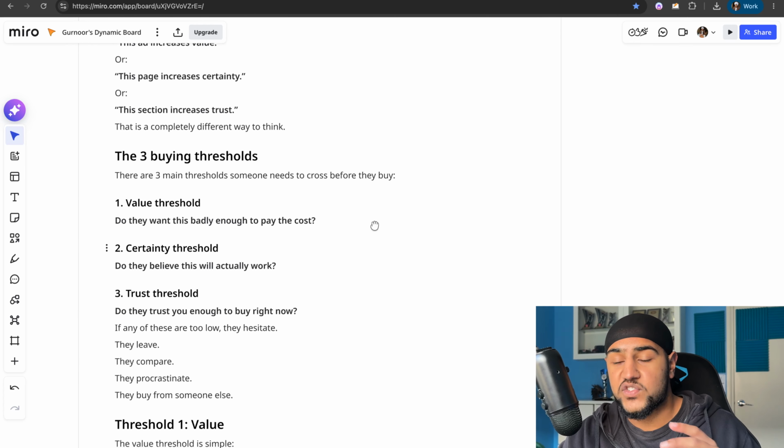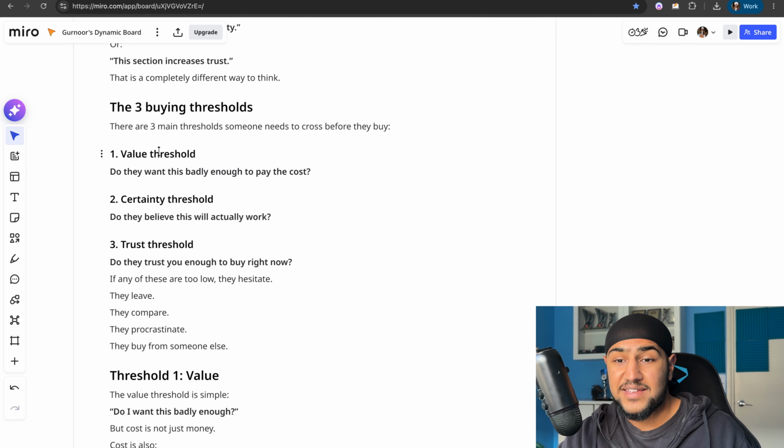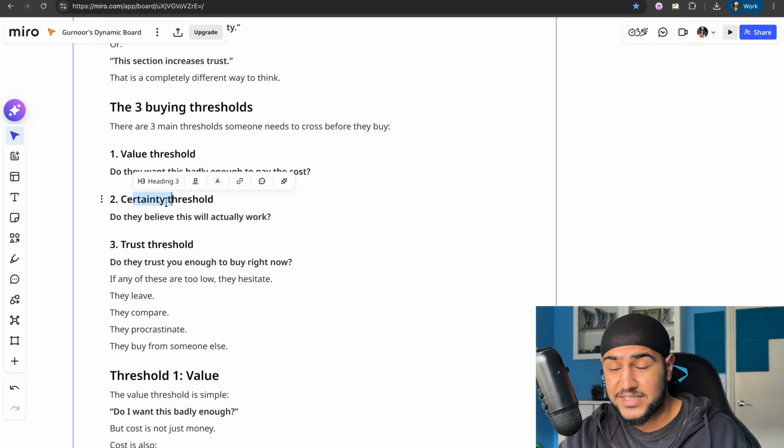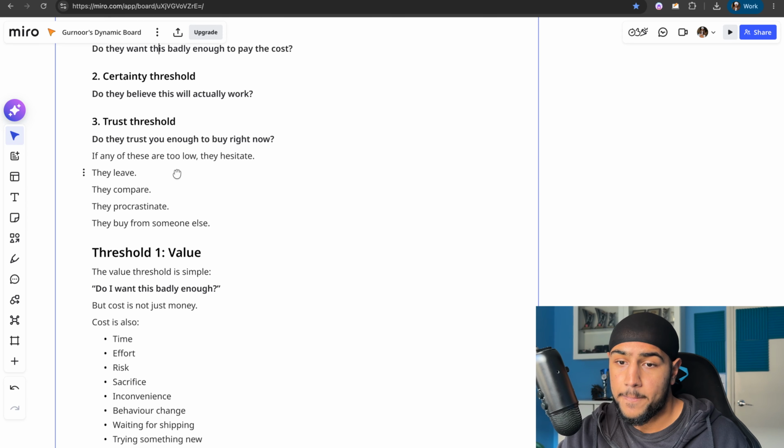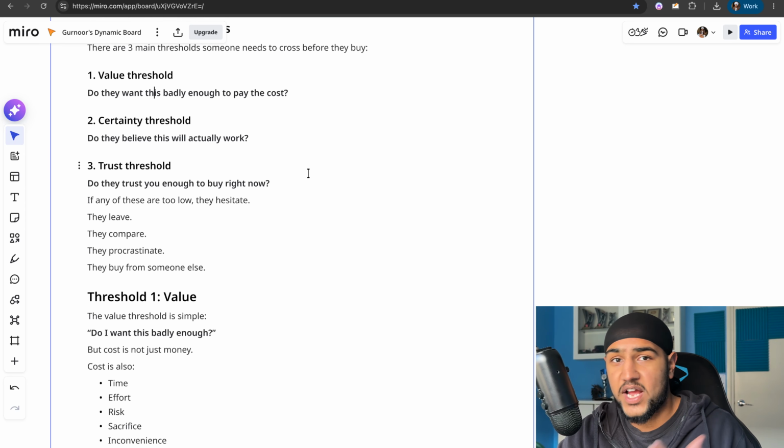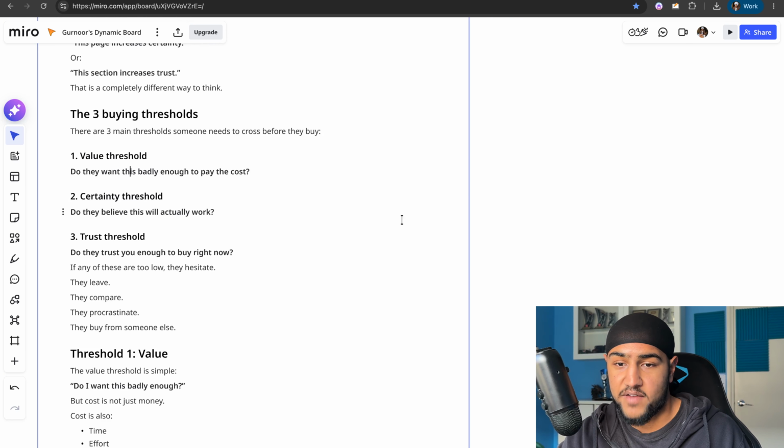So the 3 buying thresholds are the value threshold, the certainty threshold, and the trust threshold. The first thing is, do they want this badly enough to pay the cost? That is essentially the value. Do they believe this will actually work for them? And do they trust you enough to buy right now? If any of these are too low or they don't hit the threshold, they leave, they compare, they procrastinate, and they buy from someone else.